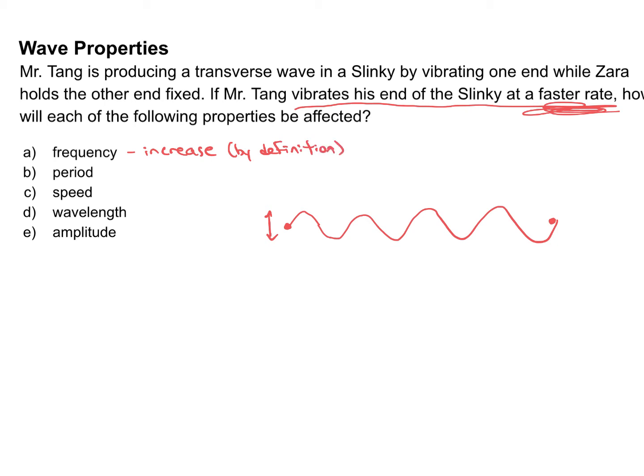The question basically says, what happens if I increase my frequency, if I vibrate it at a faster rate? And because my frequency increases, since the frequency and the period are reciprocals of each other, if I were to increase my frequency, that would cause my period to decrease.